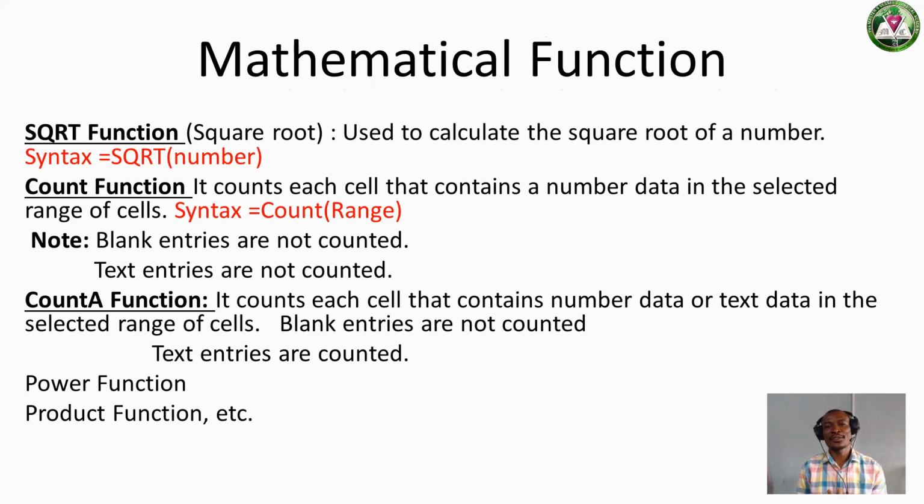Then other functions, you have the mathematical function. SQRT function, that is for square root. This is used to calculate the square root of a number. Just the way you calculate square root using your calculator, with Excel, just put equal to SQRT, then put the number and strike your enter key. The square root of that number will be displayed.